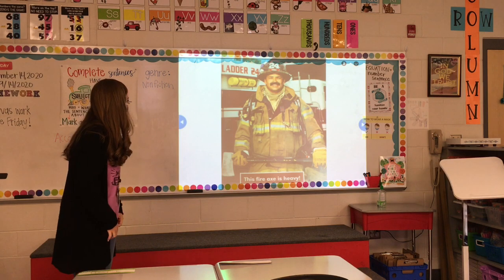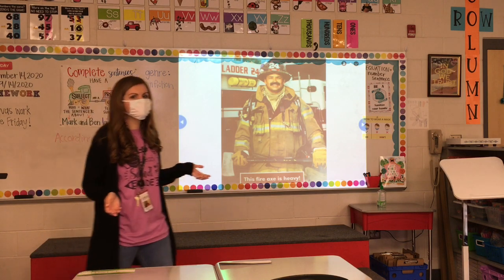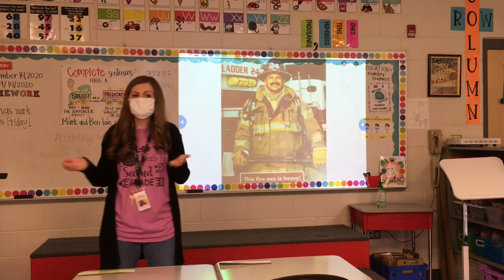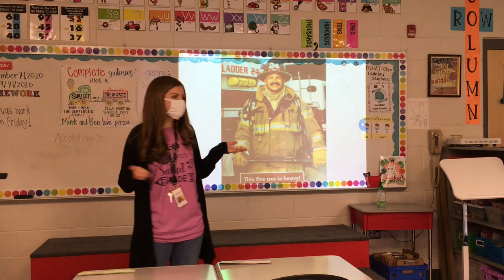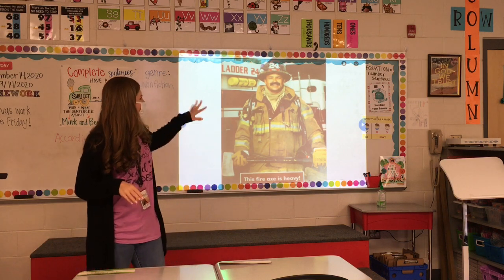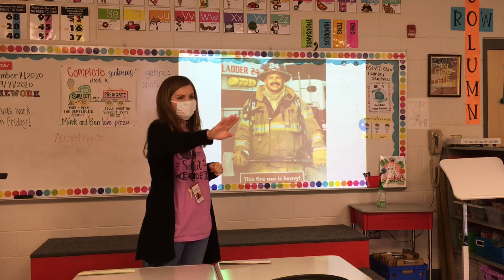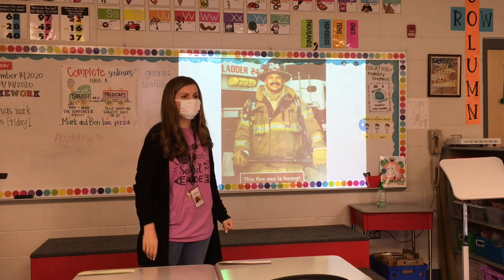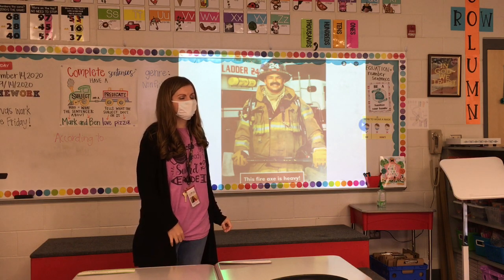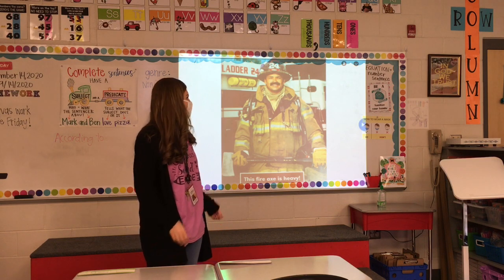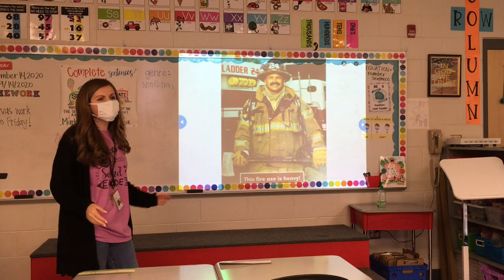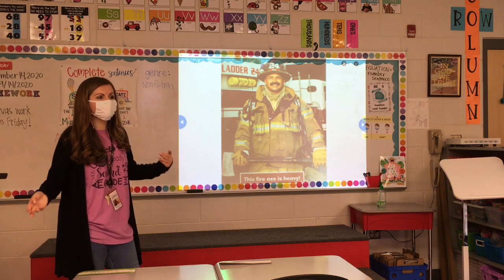It is very heavy. What else could we say is a caption for this picture? It doesn't just have to be about the axe. It can be about what's happening in the picture. Holding this axe is very heavy. He is trying to pick up something. He is picking up the axe. Good. Or we could say he is in his firefighter uniform, right?